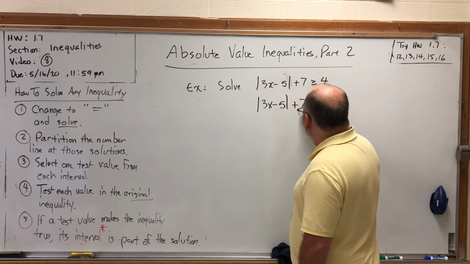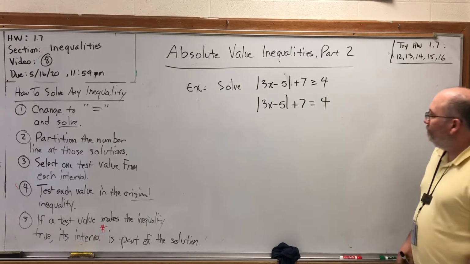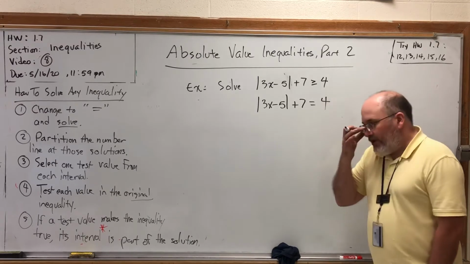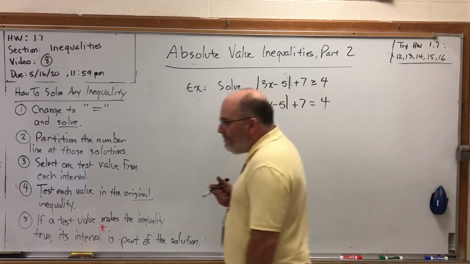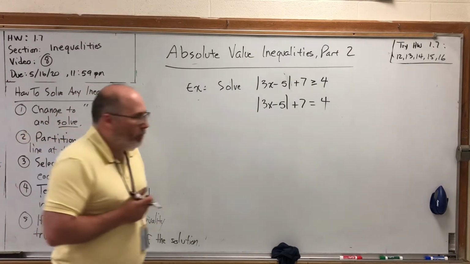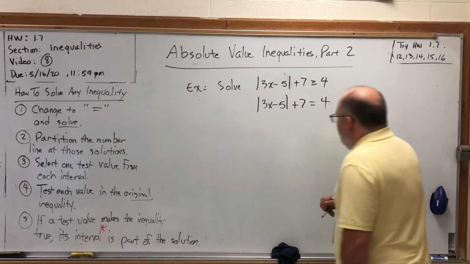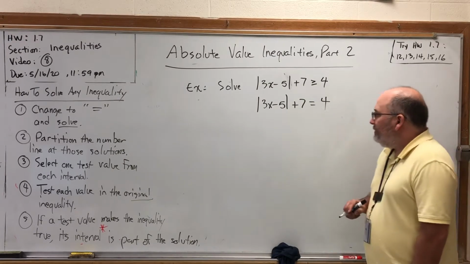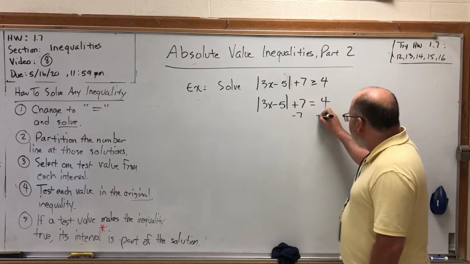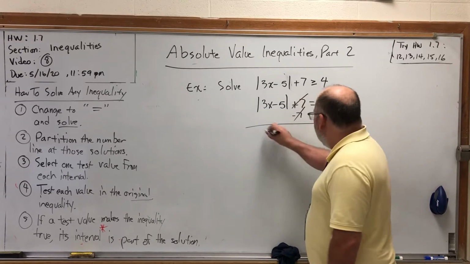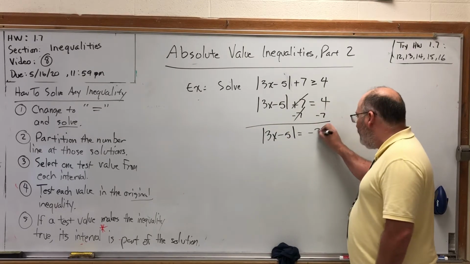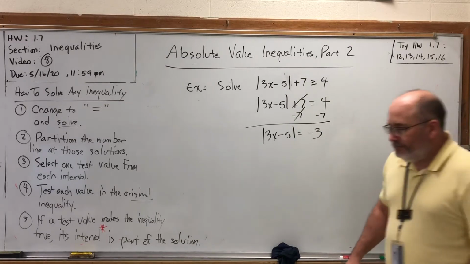So let's rewrite the inequality except as an equation. And now let's solve it. And again, if you've forgotten how to solve absolute value equations, I refer you to Module 5, videos 7 and 8, absolute value equations, part 1 and 2. If you look in those, it will say the first thing you need to do is isolate the absolute value. So we need to get rid of the 7, which is added, so let's subtract it. And we get the absolute value of 3x minus 5 on the left, and on the right we get negative 3. 4 minus 7 is negative 3.